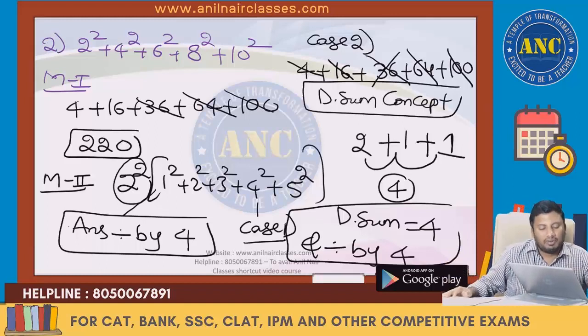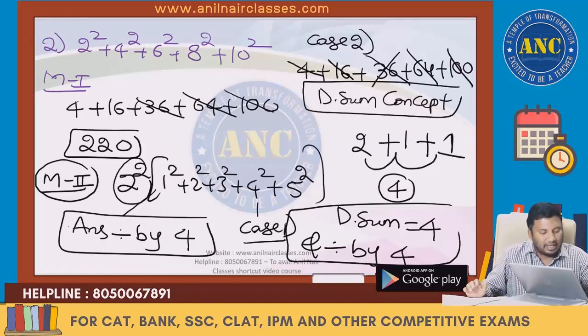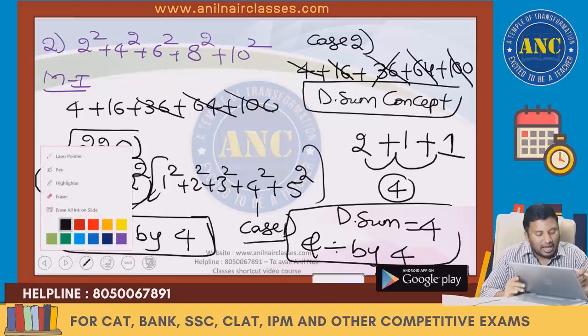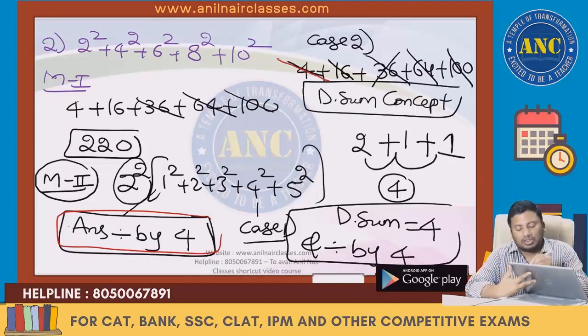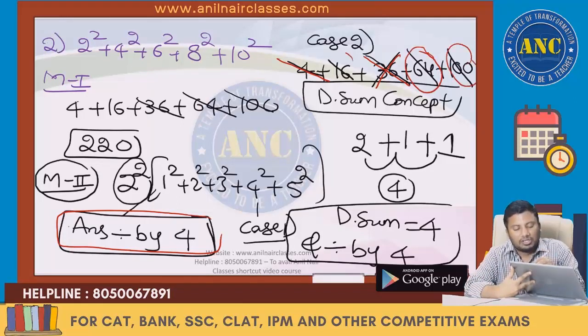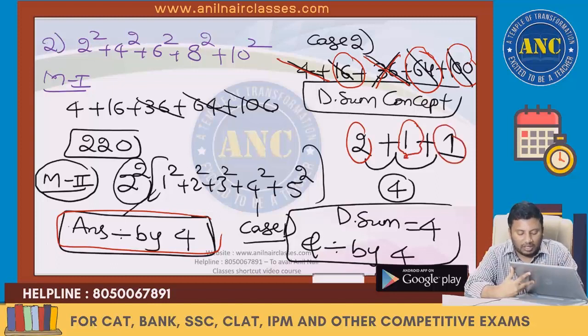From now onwards, we are going to solve using method number 2 and play with the answer options if the values are more. If I take 2 square common, 1 square, 2 square, 3 square, 4 square, 5 square. 2 square is 4, so the answer should be divisible by 4. 36 is 9, out. 64 is 1. 100 is 1. 16 is 7. 7 plus 4 is 11, 1 plus 1 is 2. 2 plus 1 plus 1 is 4.